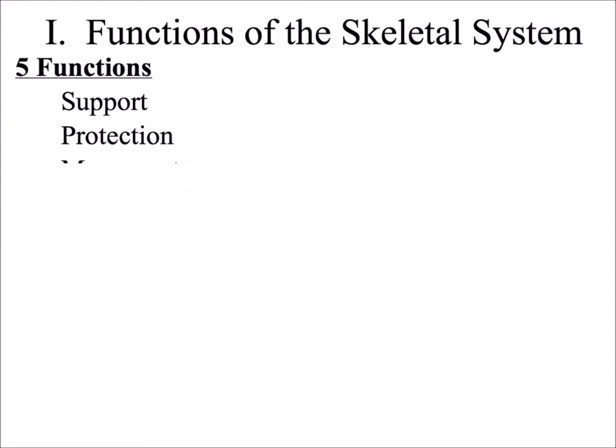The third function is movement, right? Like we talked about before, when two bones come together, this forms a joint. And how this joint is shaped, or how these bones fit together, will determine the type of movements that joint can have. And then the fourth function is storage.